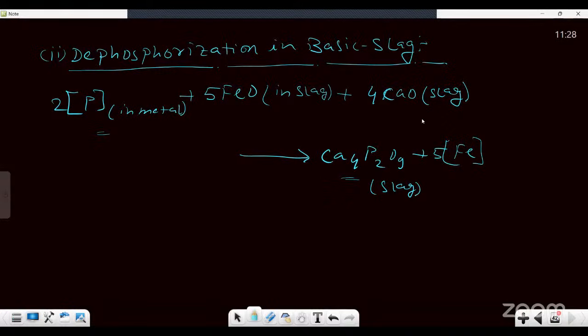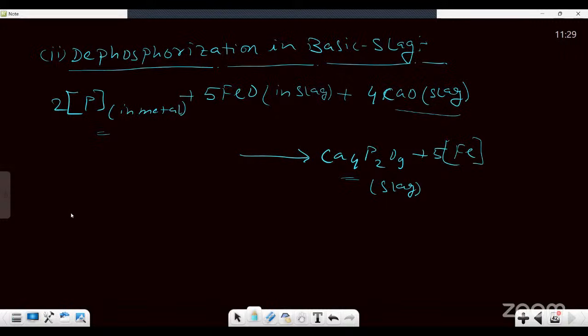So if you are having a basic slag, that is good for removal of phosphorus. If your slag is having a good amount of Ca, that is good for the removal of phosphorus from the metal. So I hope that you can now understand the utility of the slags. And that is the main idea. The utility of the slags. Right? Now, why slag is important?